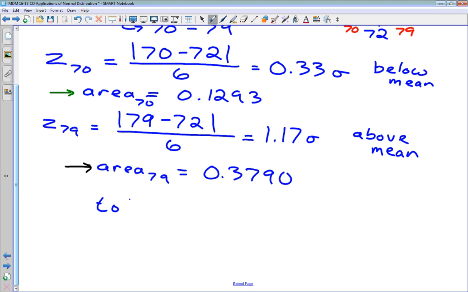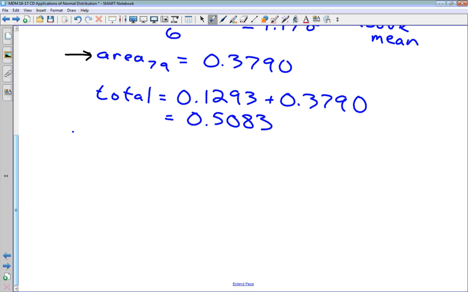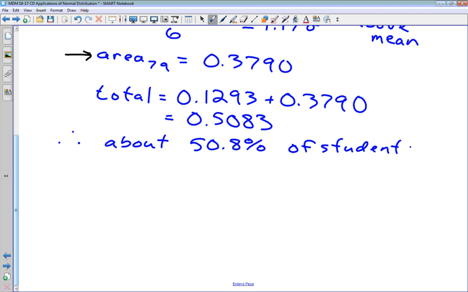So our total is going to be 0.1293 plus 0.3790 gives us a value of 0.5083. So we can sum this up by saying about 50.8% of students are in the 70s.